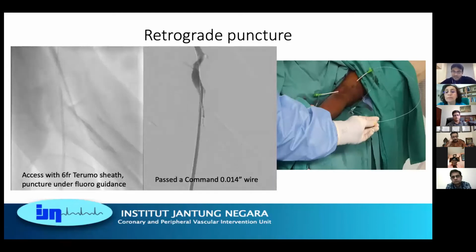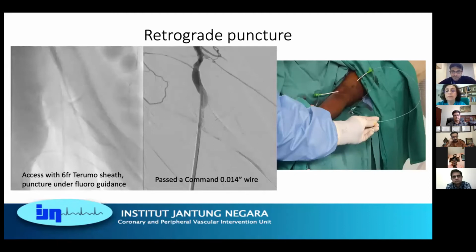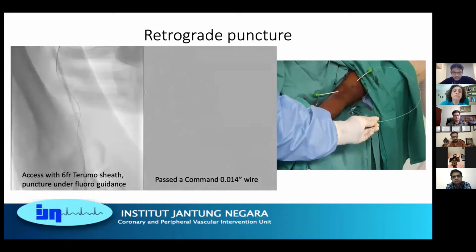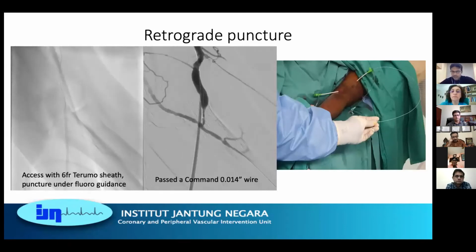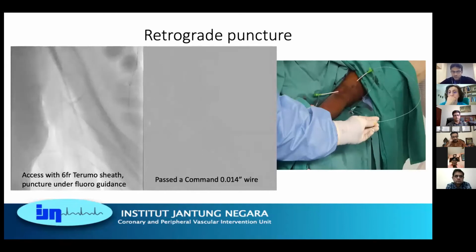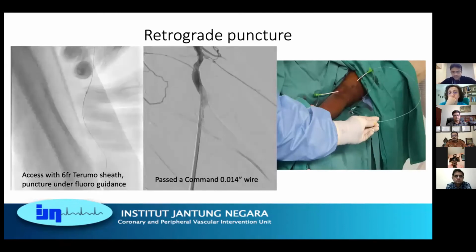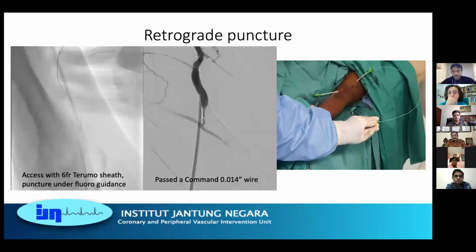Okay, sure. Thank you. I managed to pass a 014 command wire. A lot of you will be wondering, but I had a radial access, why didn't I use it? What happened was we covered the radial access, and as we were going along with the procedure, we completely slipped our mind that we actually had a radial access. That's my fault. But anyway, I did a retrograde puncture and it looked like this.